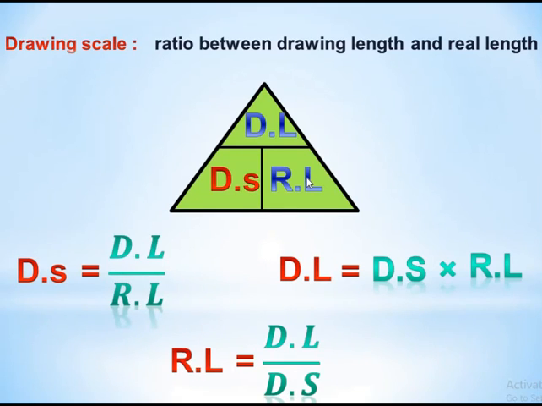You must do this, and you must keep it well. Okay, so let's revise. Drawing scale is a ratio between drawing length and real length, so it will be drawing length over real length. If I want to get drawing length, it is drawing scale times real length. If I want to get real length, I divide drawing length over drawing scale.